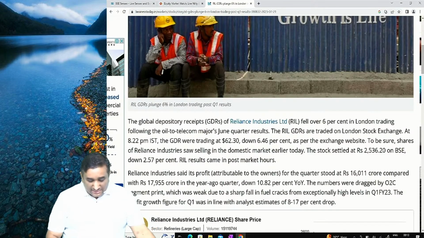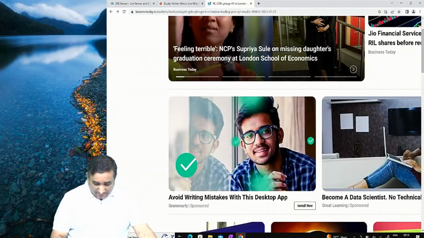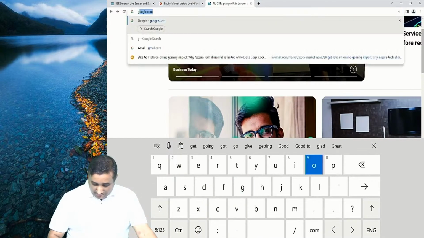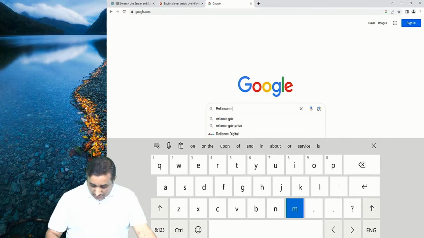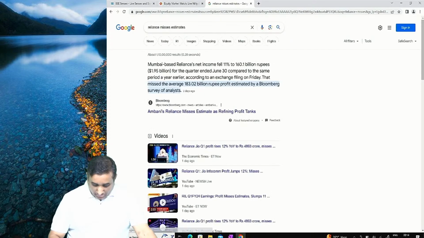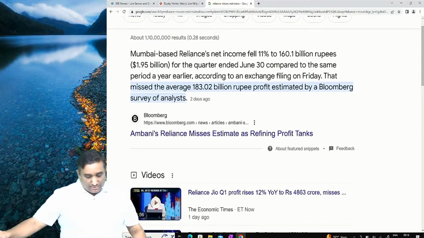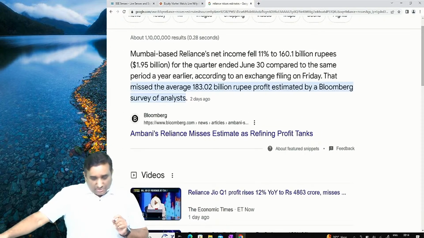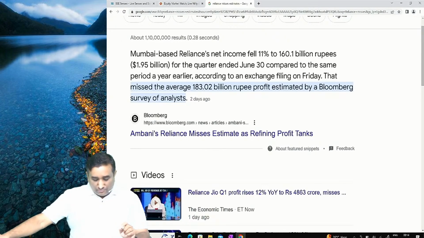So you should know, it is not that Reliance has reported a loss. Also one thing please, it's not that Reliance has reported a loss. If you look at the Reliance results, the reported profit, maybe Reliance estimates. Now look at this. Mumbai-based Reliance net income fell 11% for the quarter ended 30th June compared to the same period earlier. Comparative analysis they are doing. According to the exchange filing Friday, that missed the average profit estimate by a Bloomberg survey of analysts. Bloomberg is one of the agencies.